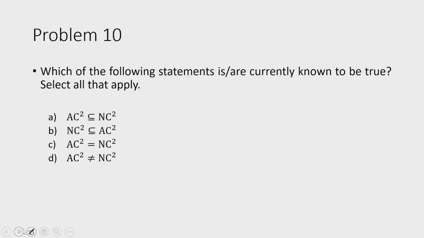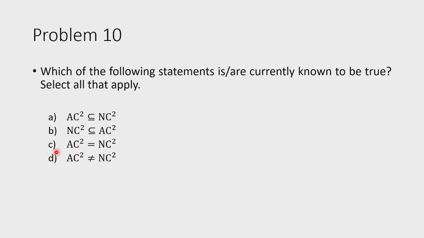So the next problem is, which of the following statements is or are currently known to be true? Select all that apply. The first statement is AC2 is in NC2. The next statement is NC2 is in AC2. Third statement is AC2 and NC2 are exactly the same class, and the fourth is AC2 is not equal to NC2. So what's the answer to this one?